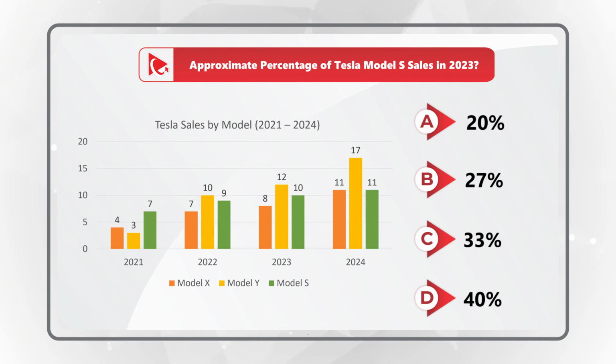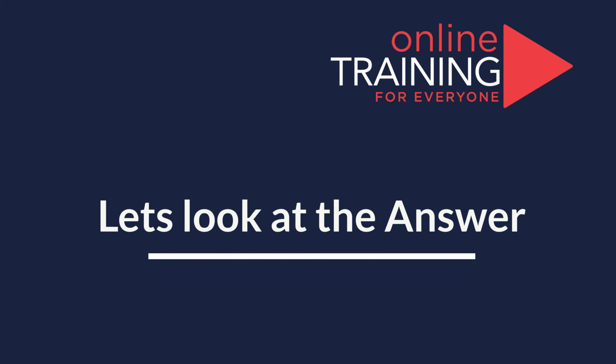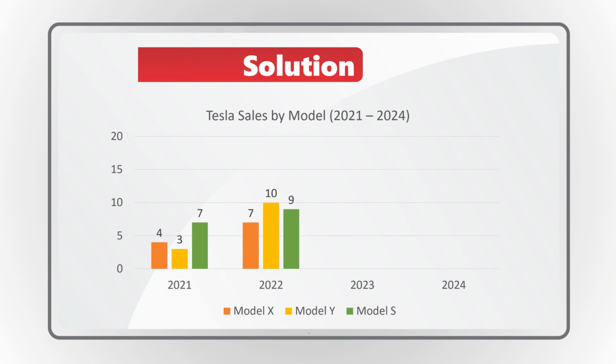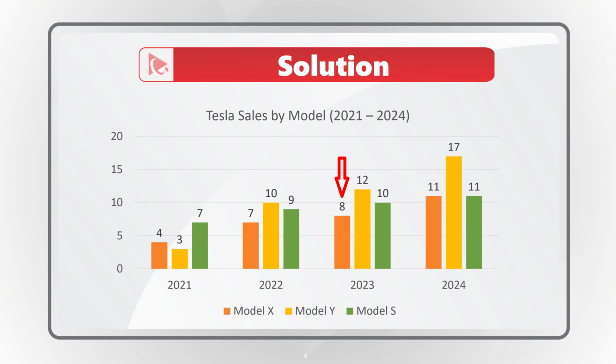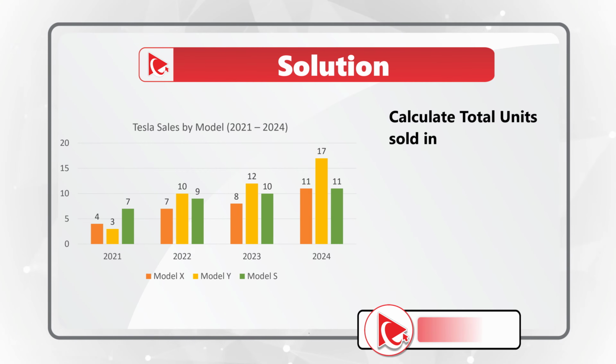Give yourself a little bit of time, maybe pause this video to see if you can come up with the solution. Hopefully you figured it out because I'm moving forward to share the final answer with you. And obviously, if you have a better way to solve it, please make sure to post in comments. First, let's take a close look at the 2023 sales. You can see that we sold 8 units of Model X, we sold 12 units of Model Y, and then 10 units of Model S. So total units sold in 2023 would be 8 plus 12 plus 10 equals 30.